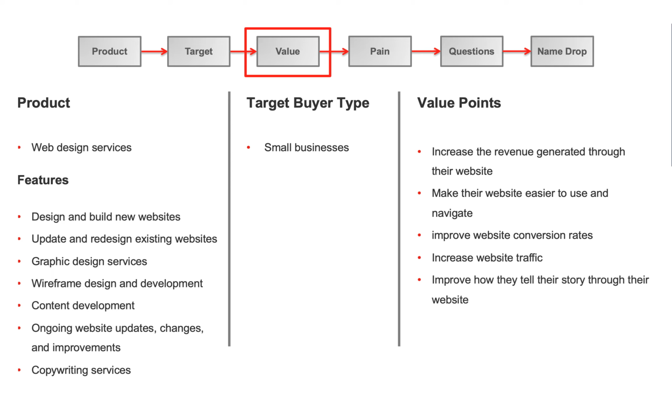Improve how they're able to tell their story through their website. Create more leads through their website. So you don't need to remember all those. I'm just demonstrating what value looks like. And if we stop right here, we've already created a more attention-grabbing message, because the product selling salesperson is only going to be talking about the left column.